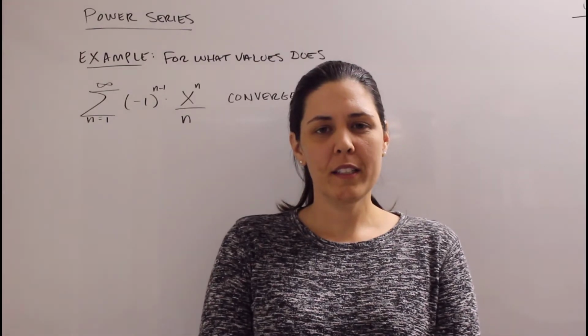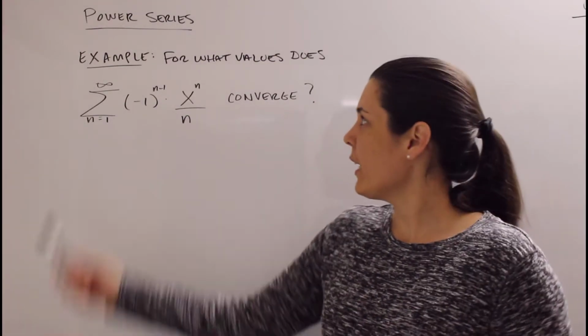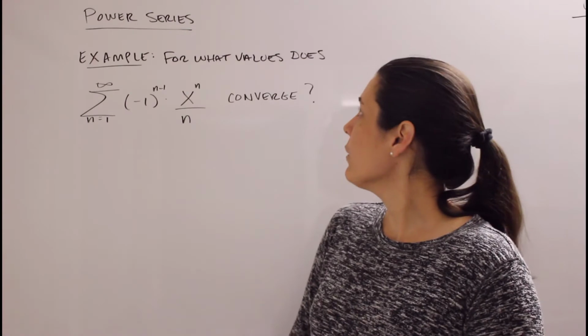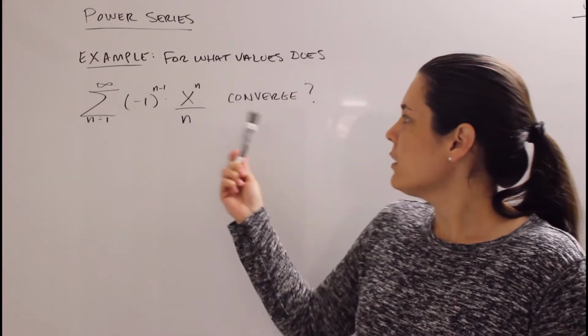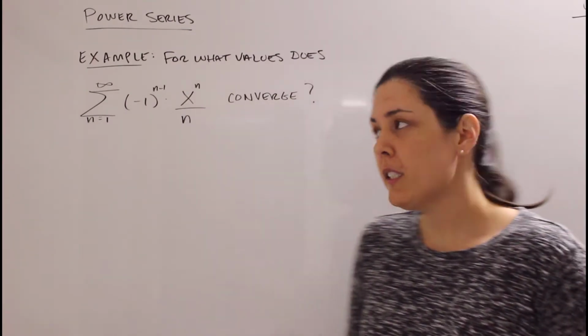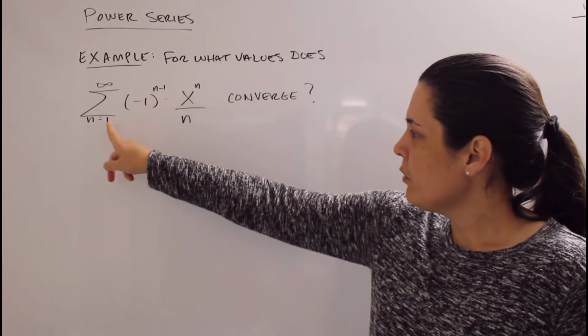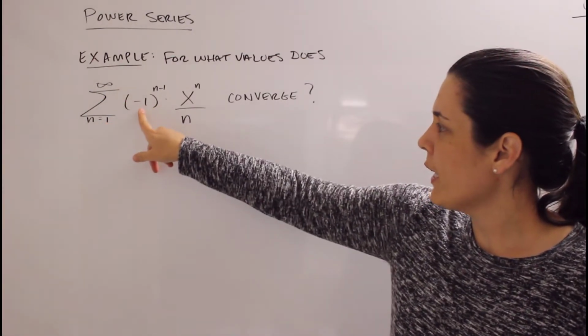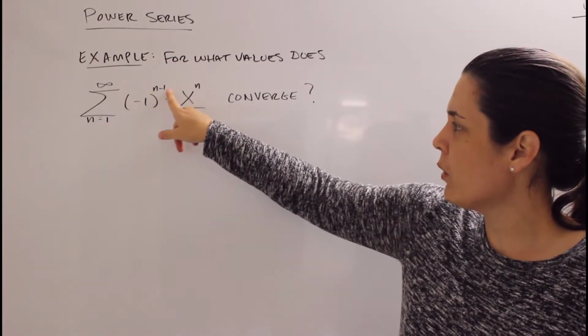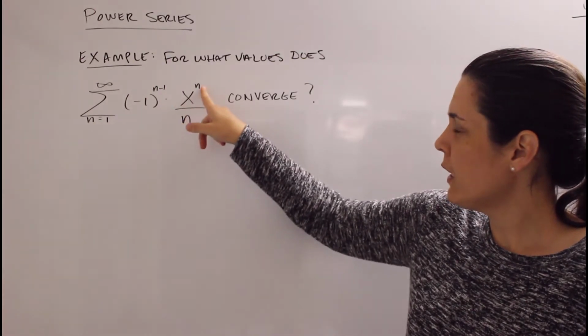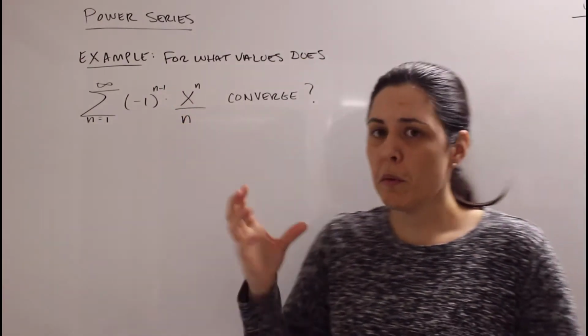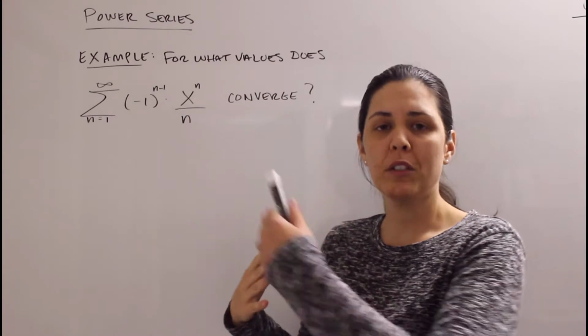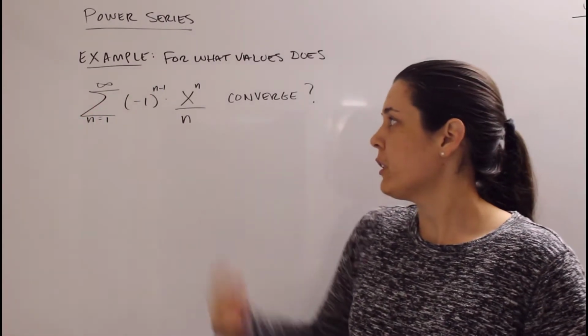Hi everyone, in this video we are going to look at a power series and try to figure out for what values it converges. Okay, so for this example I'm using a series from 1 to infinity of -1 to the n minus 1 power times x to the n over n. Okay, so remember power series, you have powers of x as part of your series.